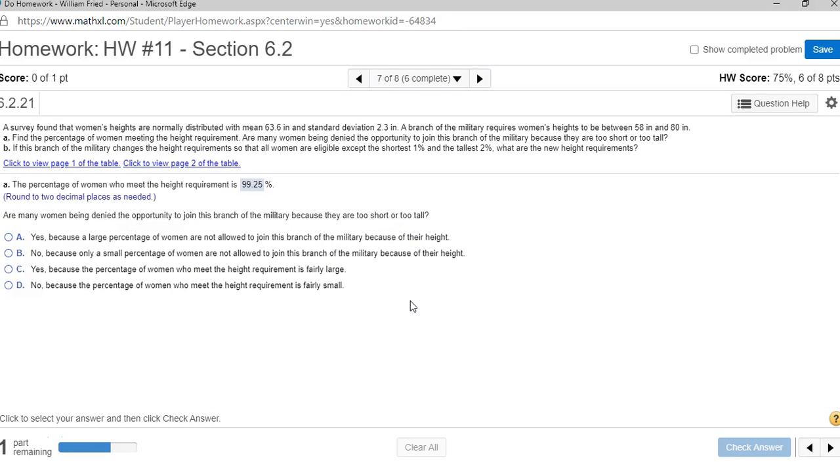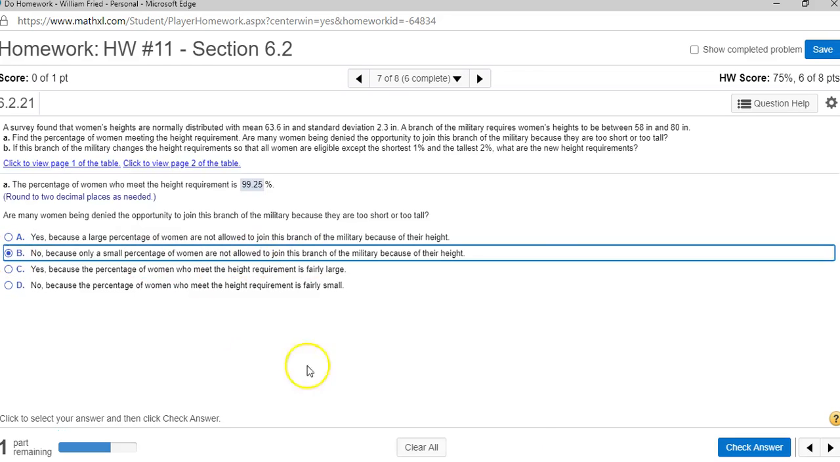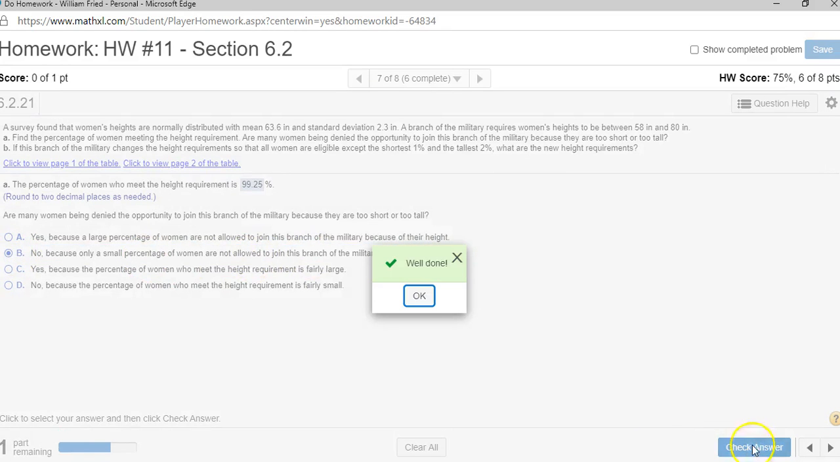Now the next part: are many women being denied? No, there are not many women being denied if 99.25% are being accepted, because only a small percentage are not allowed. Okay, so that's B. Sometimes those questions are hard to figure out.